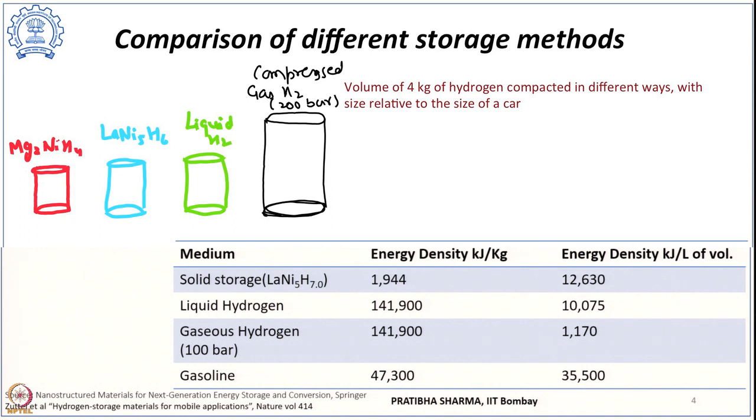If we store in one of the metal hydrides that we are going to learn, which is LaNi5, or it can reduce further depending upon the capacity of the metal hydrides we are using. Let us say if we use Mg2Ni, then the size reduces further. So, this is a very good pictorial representation of how the tank size reduces as we move from compressed to liquid to solid state storage. Compared to gasoline, which has an energy density of 47.3 megajoule per kg and 35.5 megajoule per liter, with solid state storage the volumetric energy density is about 12.63 megajoule per liter. So, this is how the comparison goes.